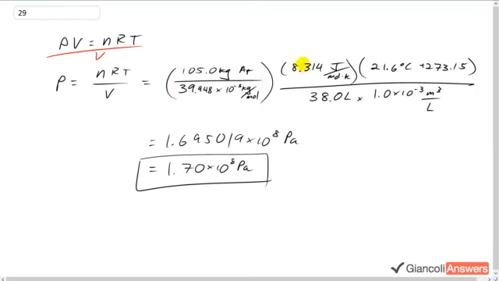And then times by universal gas constant 8.314 joules per mole Kelvin. And then times by 21.6 degrees Celsius plus 273.15 to convert this temperature into absolute temperature, or temperature in Kelvin. And divide that by 38.0 liters times 10 to the minus 3 cubic meters per liter. And we end up with 1.70 times 10 to the 8 pascals.